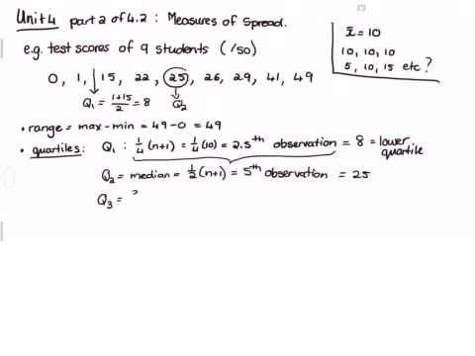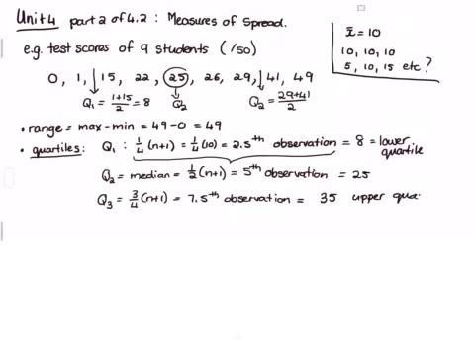Q3, your upper quartile, is then 3/4 times n plus 1. So 3/4 of 10 is the 7.5th observation. Its actual value is go between the 7th and the 8th and find their average, which comes to 35, and it's called your upper quartile.